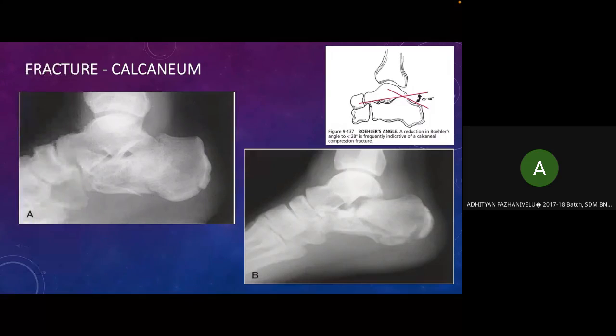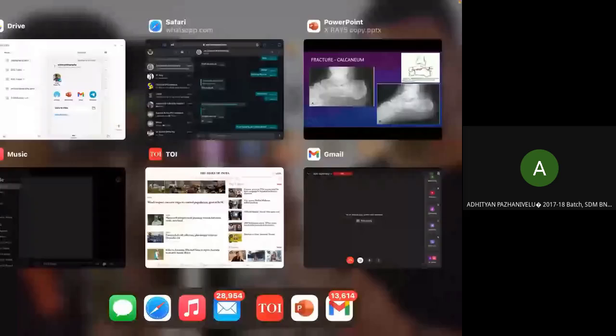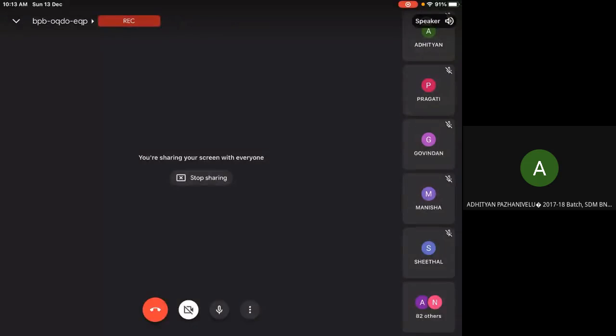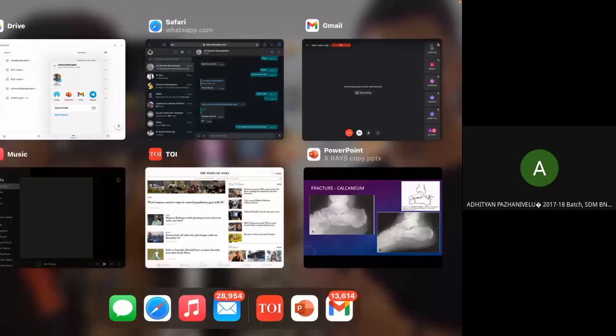What type of bone is the calcaneum? Is it cortical or cancellous? Can you guess? Femur, tibia, all these are hard bones. They have a cortex, which is why they are called cortical bones. Whereas cancellous bones, like the calcaneum, are soft bones. They are basically like a sponge dipped in cement. So they are that soft.